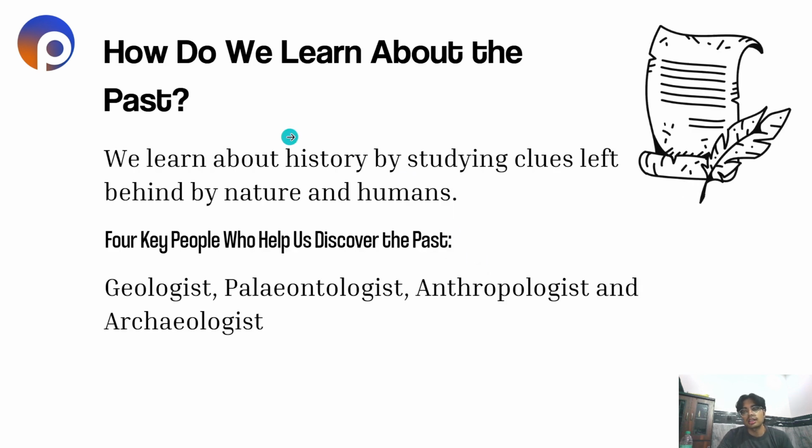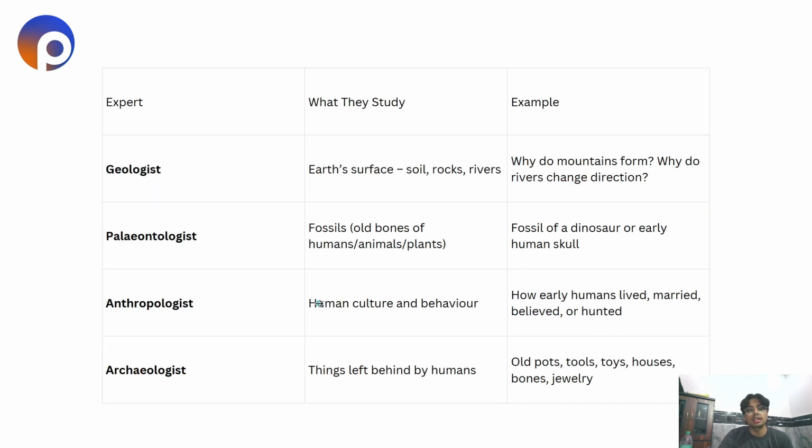Now let's start our chapter. How do we learn about the past? This is the first question that comes to our mind. So we learn about history by studying clues that are left behind by nature and humans. What are those clues? Such as writings, monuments, weather, climate conditions, etc. Four key people who help us discover the past are geologists, paleontologists, anthropologists and archaeologists.